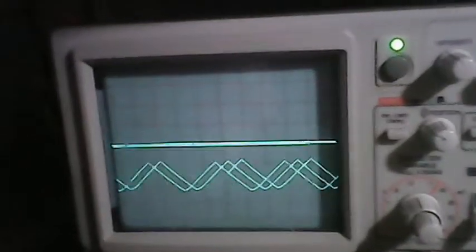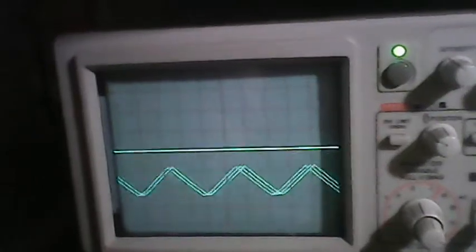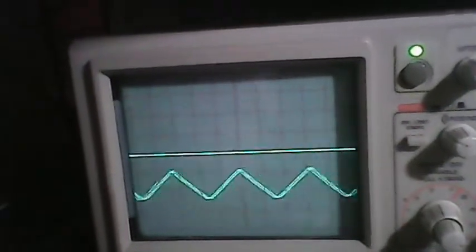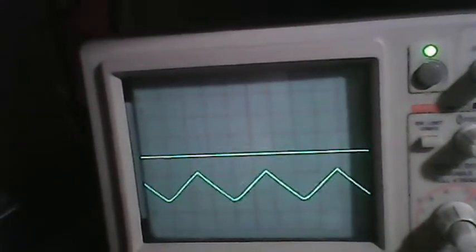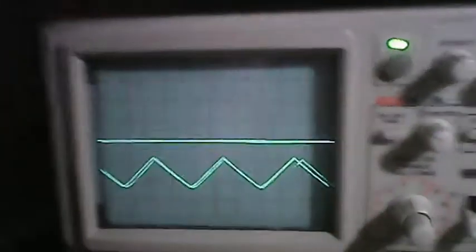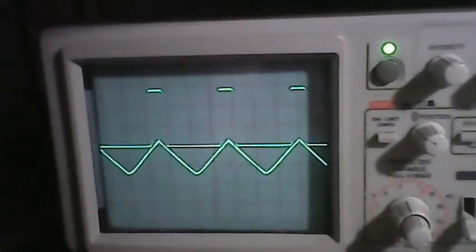And I just wanted to demonstrate a little bit of how, what am I talking about here? The decoupling. How decoupling works for decoupling the astable multivibrator from the power supply.